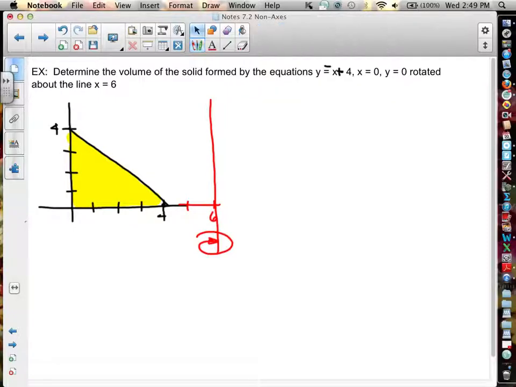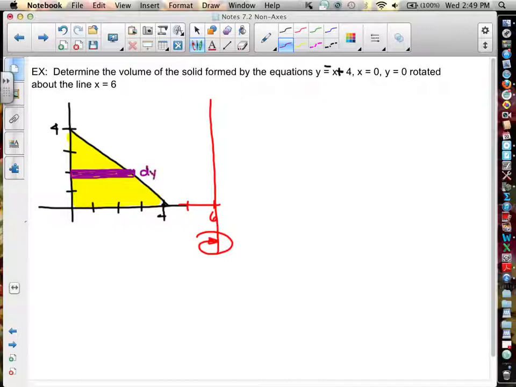And then I want to draw my rectangle perpendicular to the axis of rotation. So perpendicular to the axis of rotation is going this way. So now I'm working with y values. So I'm going to have to take this equation for this line, y equals, it was negative x plus 4. I'm going to have to rearrange it so it's x equals. So if I rearrange that, it would be x equals 4 minus y. Put the x on the left side and the y on the right side.